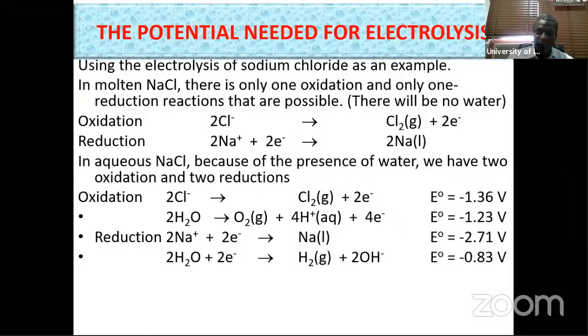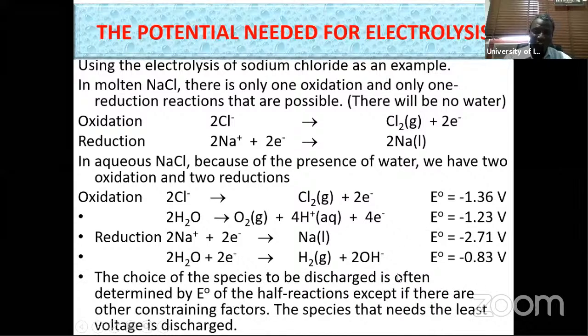And in this case, you see you have sodium at minus 2.71 and your hydrogen at minus 0.83. So now the choices you have to make, that means the one that will be discharged for each of the half reactions, the constraining factor will be what amount you need to discharge each of them. And of course, you go for the lower one, just like I said earlier.